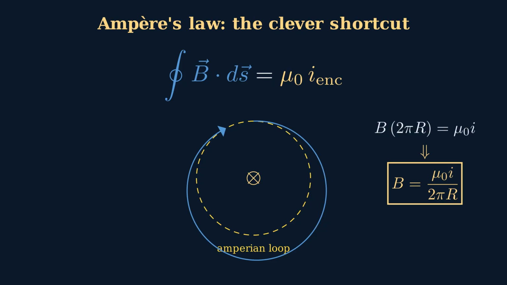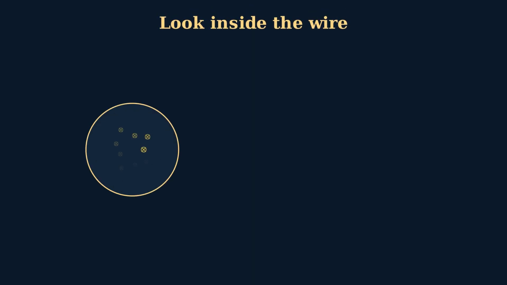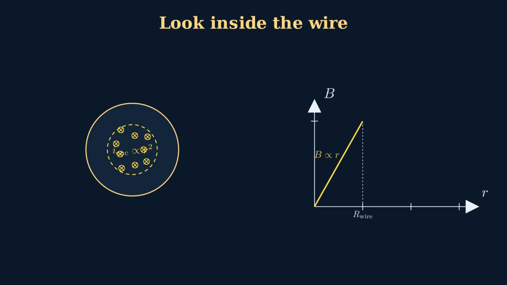Ampere's law can do something Biot-Savart finds painful: peer inside the wire where the current is spread across the whole cross-section. A loop drawn inside encloses only the current it surrounds, and that grows as r squared. So as you move out from the axis, the field climbs straight up, linearly. It peaks right at the surface, then once outside, falls away as 1 over r, exactly the formula we already had. The two curves meet smoothly at the edge, a clean, fully solvable profile.